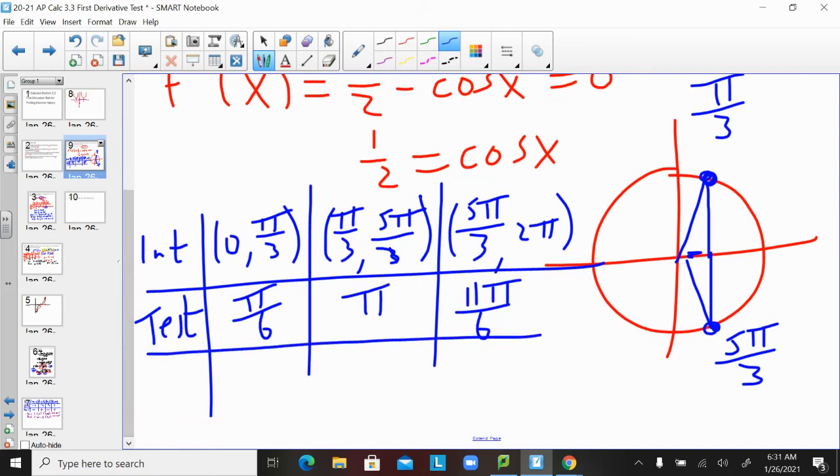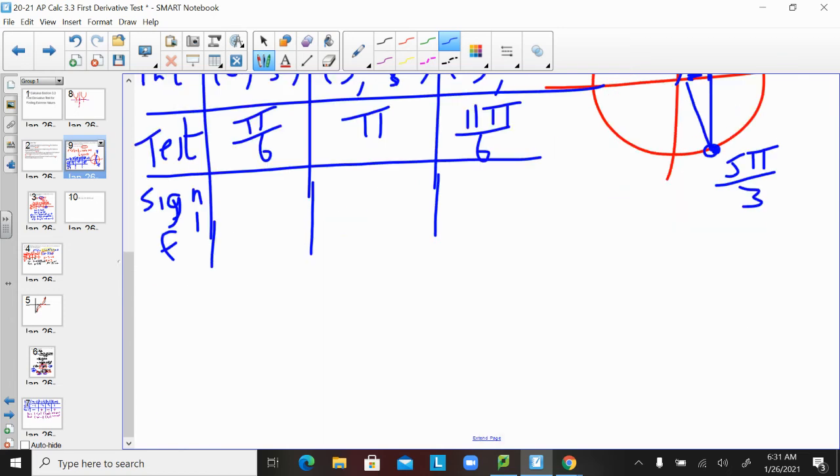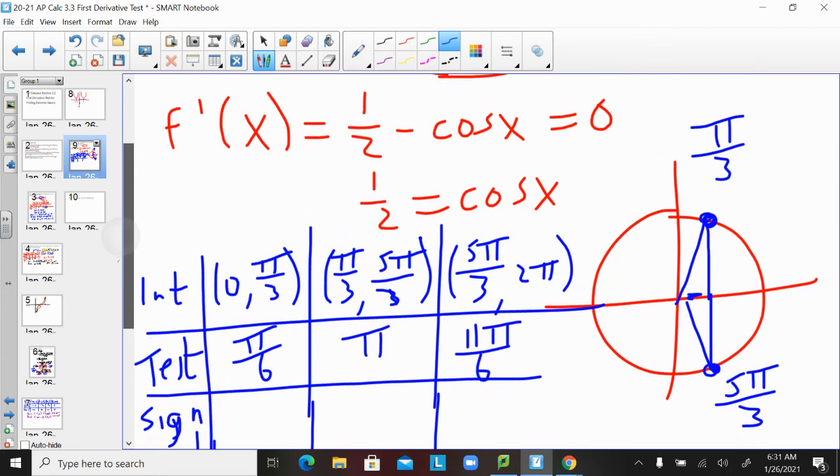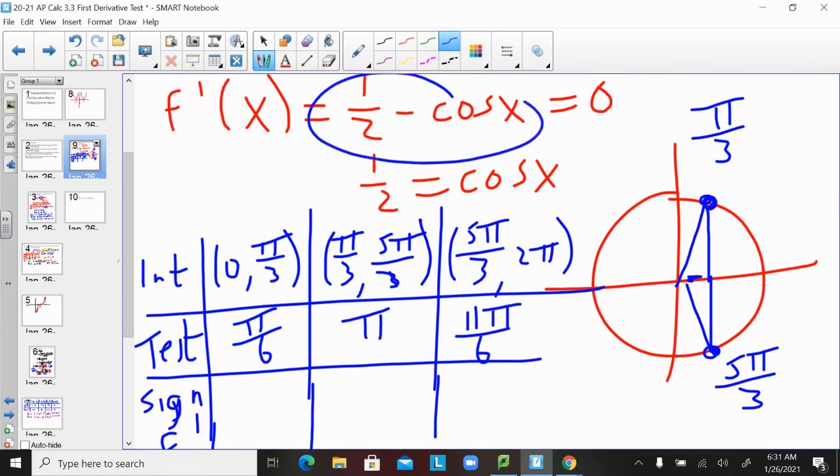Now, what's my goal with these test values? I am finding the sign, that's S-I-G-N, sorry for the trig confusion, of the derivative. Well, let's see, where's my derivative? There's my derivative, 1/2 minus cosine x. So, pi over 6. I have my unit circle, I'm going to use it. Pi over 6 is over here. Oh no, I want the cosine, 1/2 minus cosine. So the cosine of that would be √3/2. So it'd be 1/2 minus √3/2, which is negative, because √3/2 is bigger than a half.